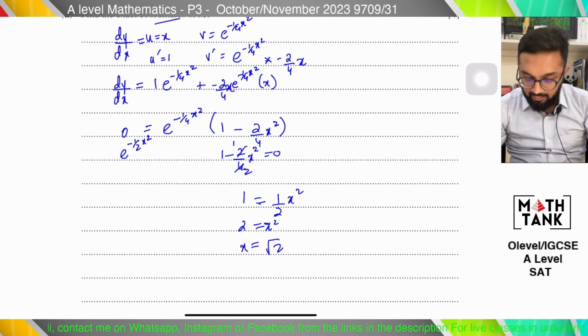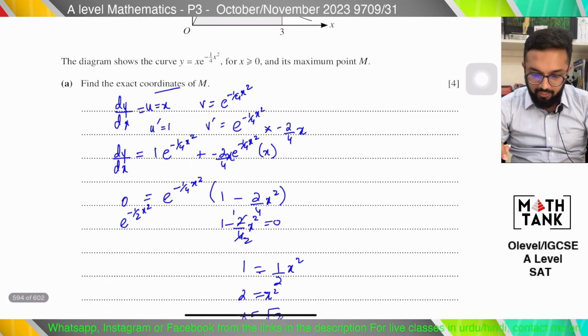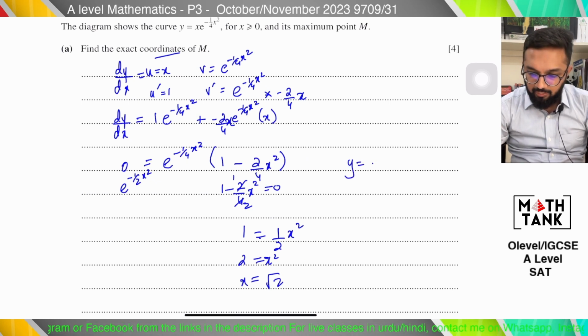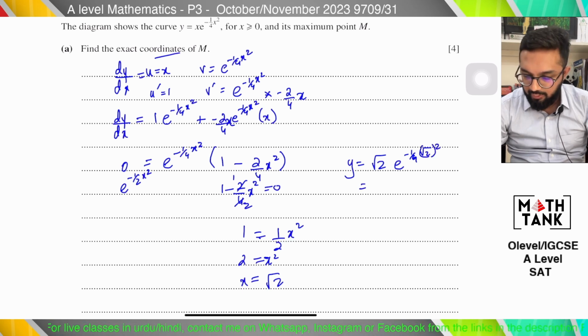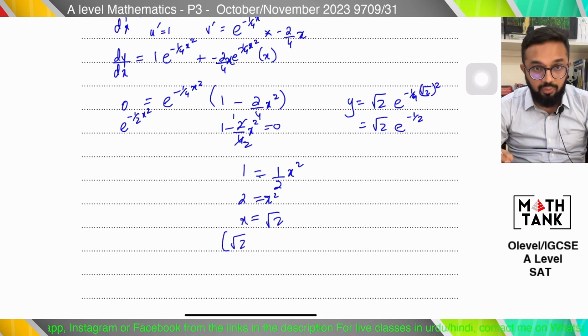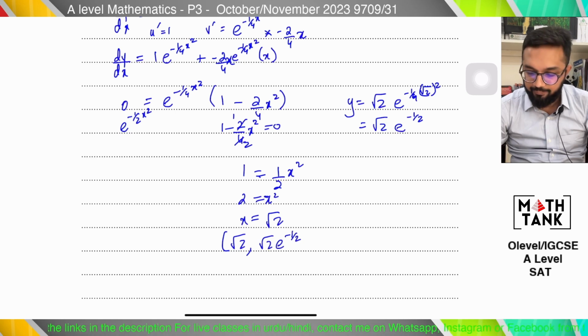So I go back and find out the y coordinate. Y equals root of 2 e power minus 1 over 4 root of 2 squared. So root of 2 e power minus half. So the point is root of 2 and root of 2 e power minus half.